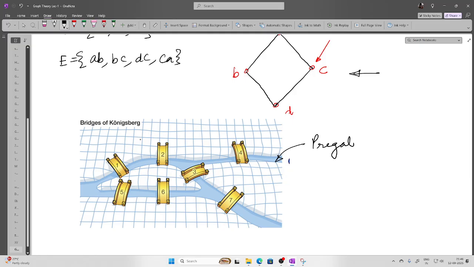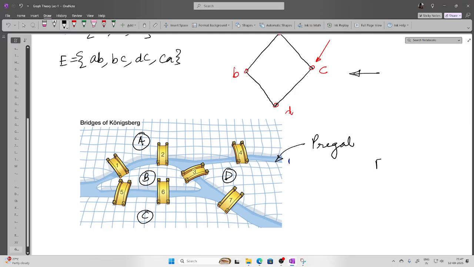The task was to start at a particular landmass. So this is, let's say, landmass A, this is B, this is C, this is D. The task was to start at any landmass, let's say I'm starting at A, and again I'll reach A, but the thing is I have to cross each bridge only once. So this problem baffled a lot of people at that time.